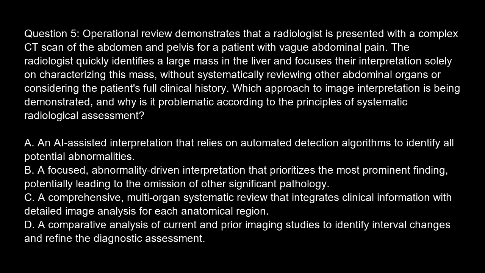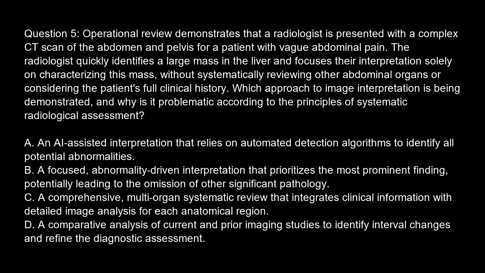Question 5. Operational review demonstrates that a radiologist is presented with a complex CT scan of the abdomen and pelvis for a patient with vague abdominal pain. The radiologist quickly identifies a large mass in the liver and focuses their interpretation solely on characterizing this mass, without systematically reviewing other abdominal organs or considering the patient's full clinical history. Which approach to image interpretation is being demonstrated, and why is it problematic according to the principles of systematic radiological assessment?